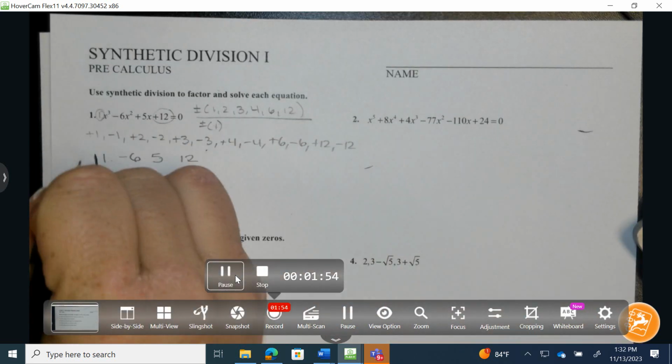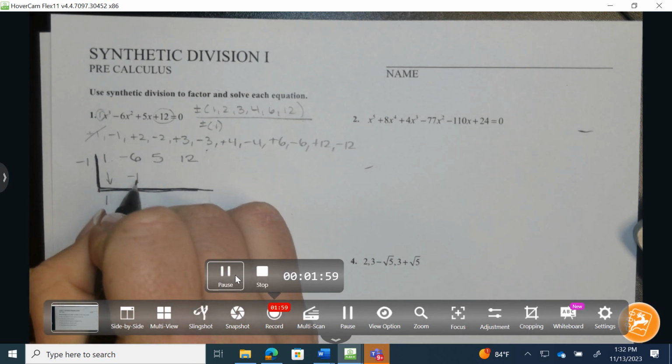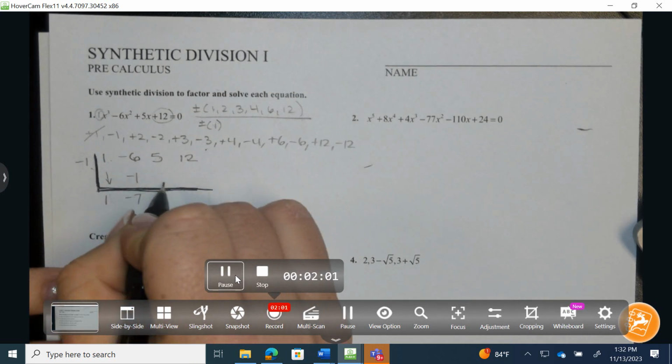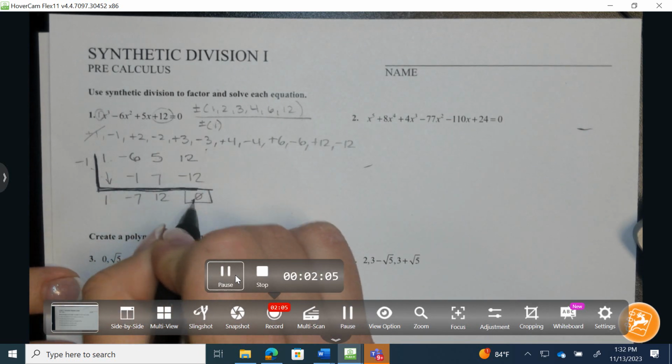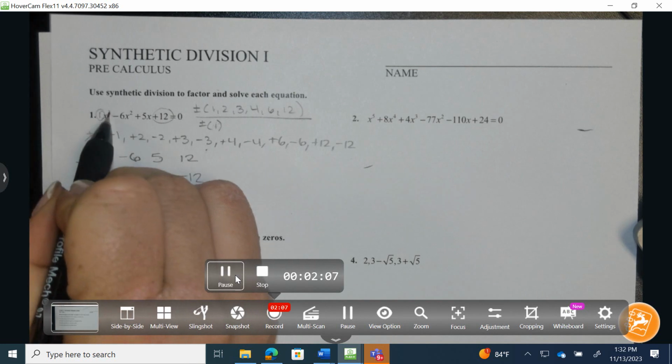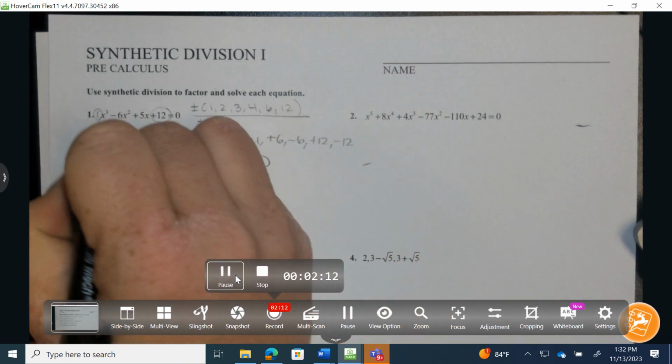Next, I'm going to try negative 1. So 1 doesn't work. Let's try negative 1. Drop down the 1, multiply to get negative 1, combine to negative 7. Multiply to get 7, combine to 12, multiply to negative 12. And finally, I do have a solution. So negative 1 is one of the three solutions. X equals negative 1. That is a solution.